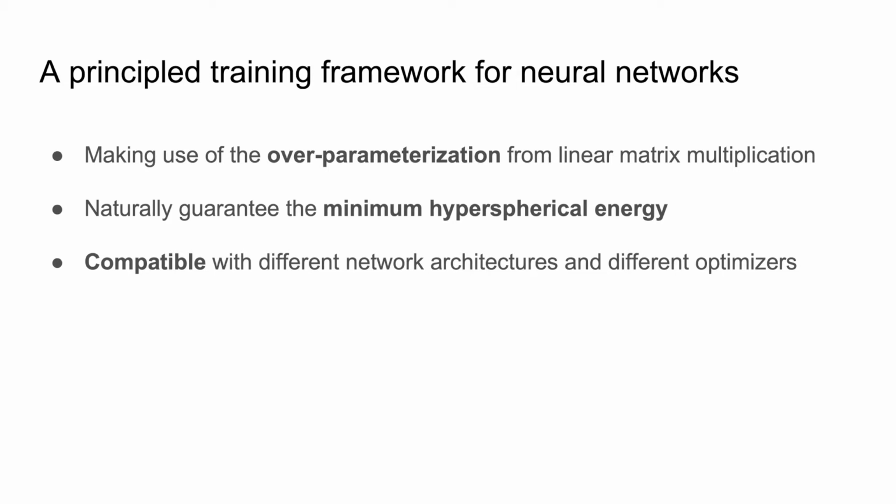Our goal is to propose a principled training framework for neural networks that has the following advantages. First, we want to make use of the over-parameterization from linear matrix computation. Second, we want to naturally guarantee the minimum hyperspherical energy. Third, we want our framework to be compatible with different network architectures and different optimizers.